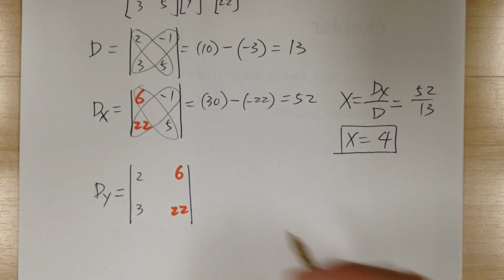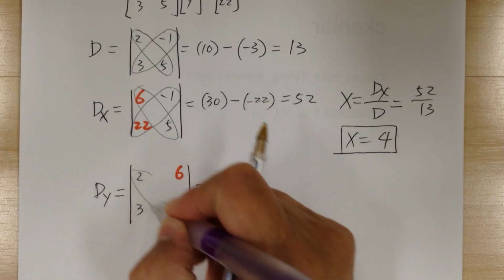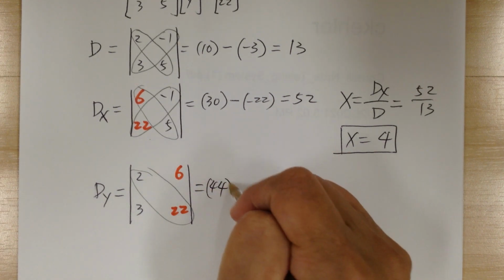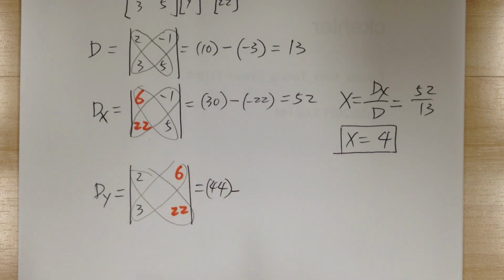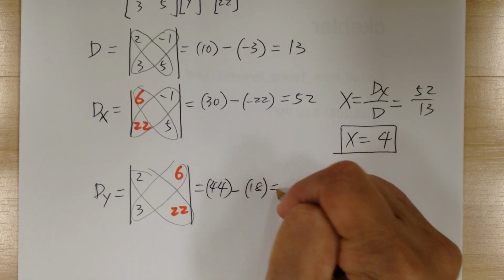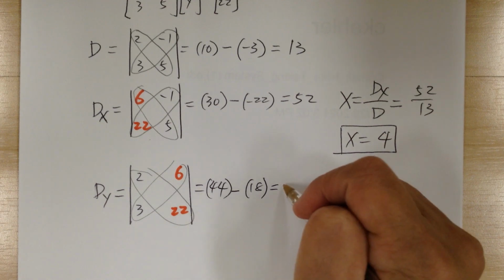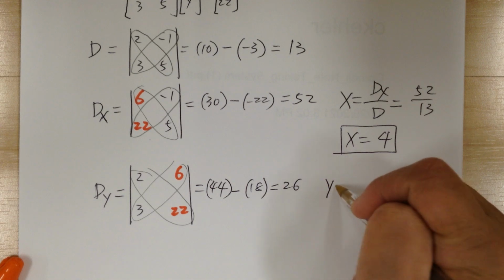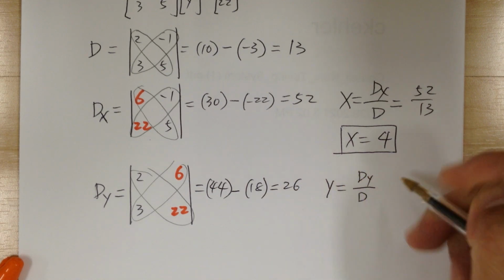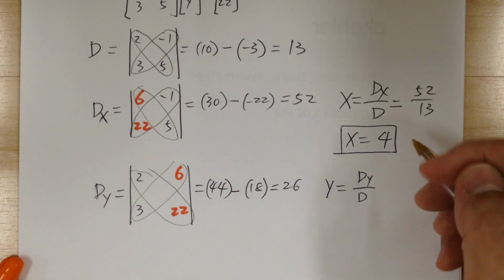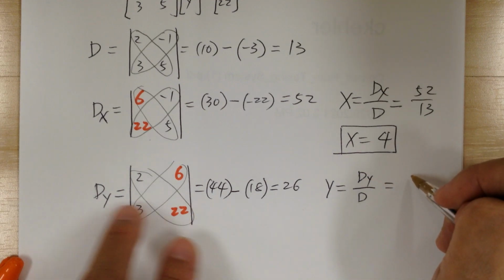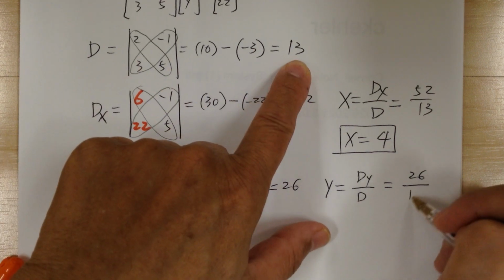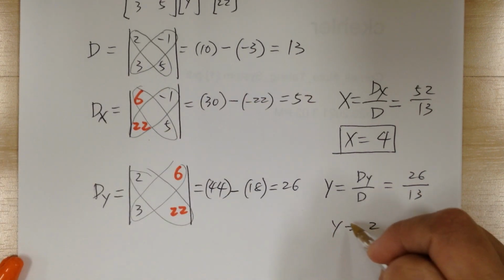Now, again, you do your diagonals. So this is equal to 44 minus, and this would be 18. And this will equal 26. Now y will equal Dy over D. Again, the D will cancel out, so you end up with y. Dy is 26 and D is 13, so y will equal 2.